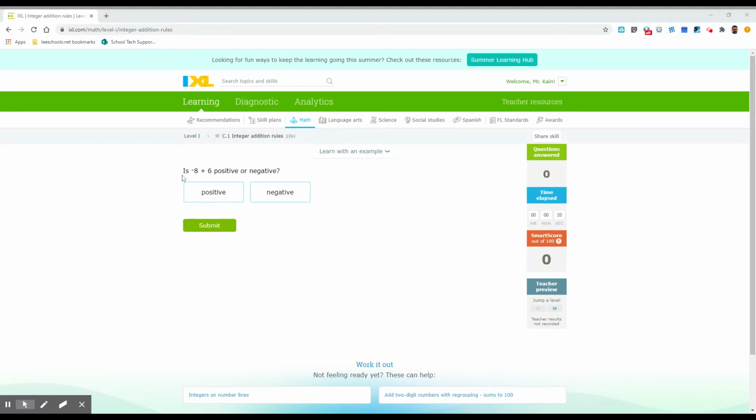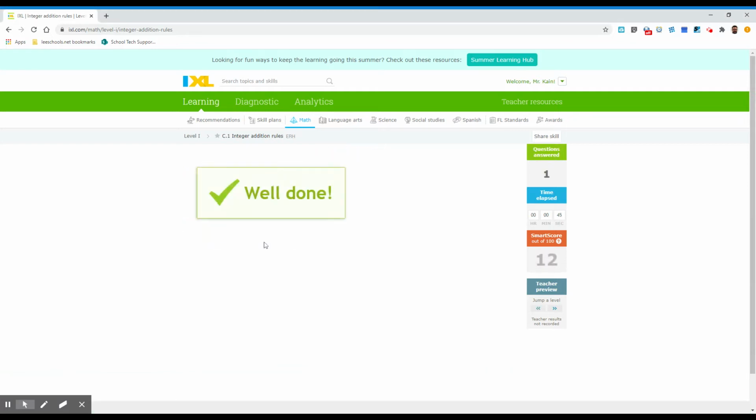We got, is negative 8 plus 6 positive or negative? So we have to solve, okay? One way of knowing is if they're different signs, you're going to take the sign of the larger number. So one way of doing it is forget the signs for a second. Which number is larger, 8 or 6? 8 is larger, right? So 8 has a negative, so it's going to be negative.